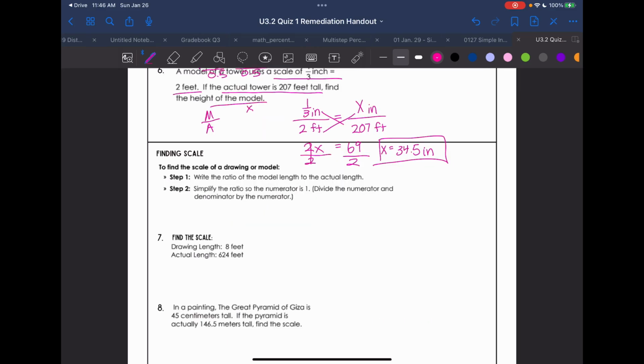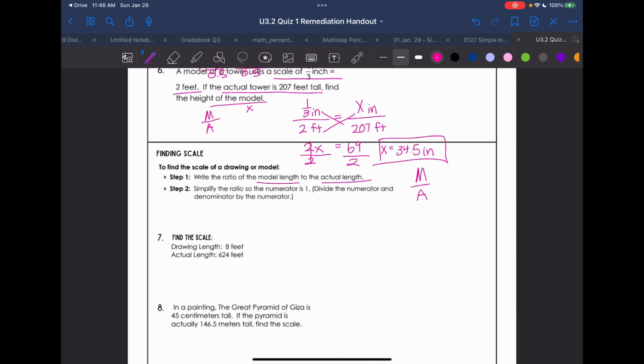So when I find my scale, every single time I'm finding my scale, I know I'm going to find my scale because it literally says find my scale or find the scale. Every single time you find a scale, you're going to write your ratio of model over actual. And then you just divide the top and the bottom of the fraction by the top, because you want your numerator, which is the top of your fraction, to be 1.